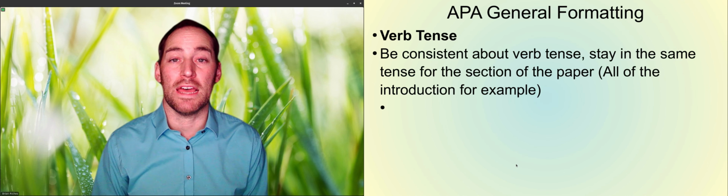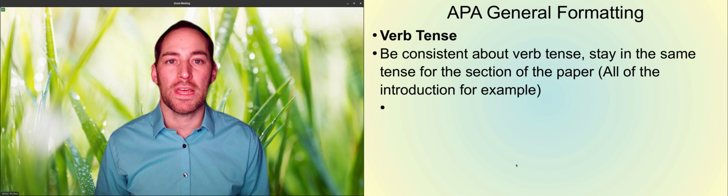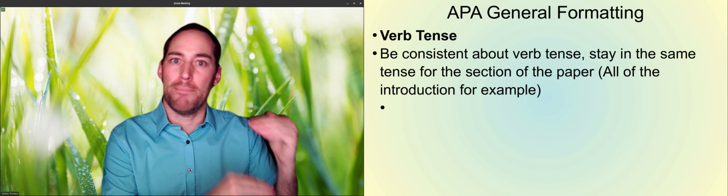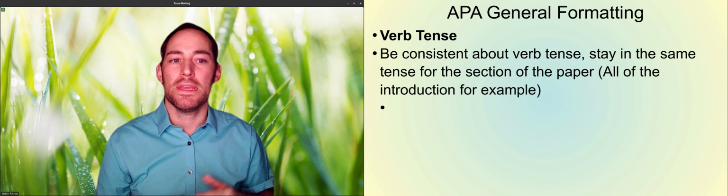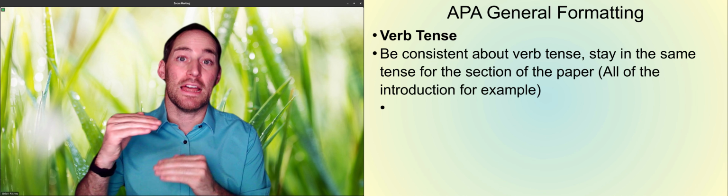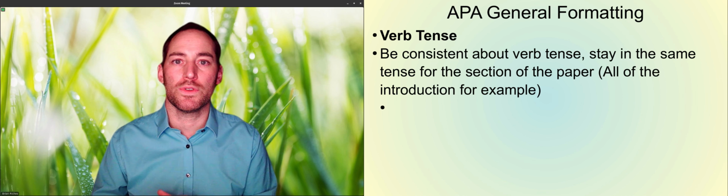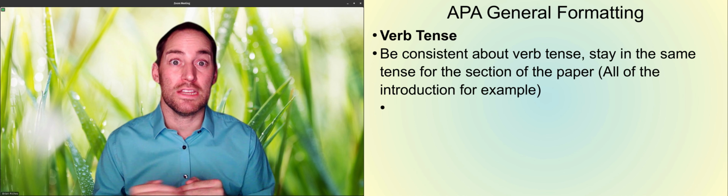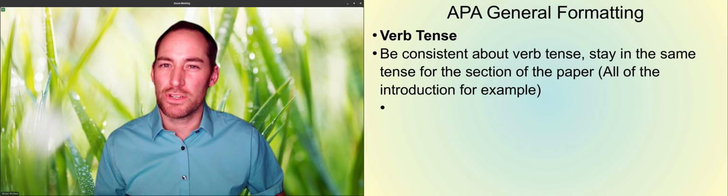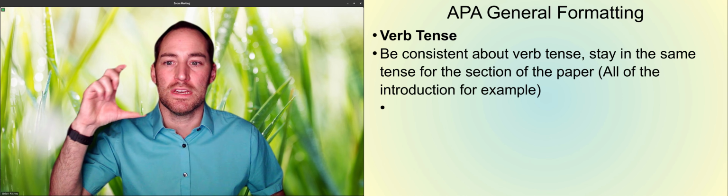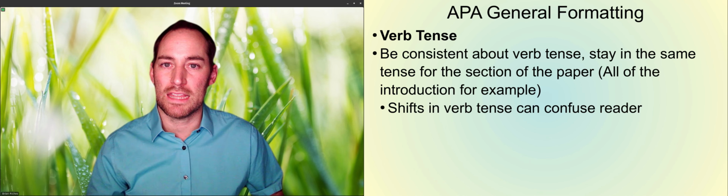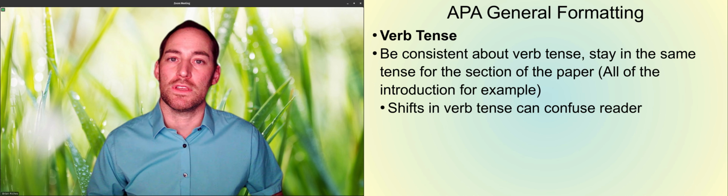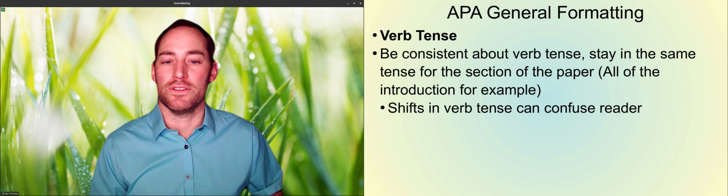All right, so verb tense. Be consistent about verb tenses in every section of the paper, like abstract, introduction, methods, results, discussion. Be consistent about your verb tense in that section of the paper. And I've got some rules, or some guidelines really, on what kind of tense you should be using in each given section of the paper. But just try to make sure within that section, stick with the same tense. If you're switching tenses to past tense, present tense, to future tense, it can be really confusing to the reader as they're reading through and trying to understand what's happening.